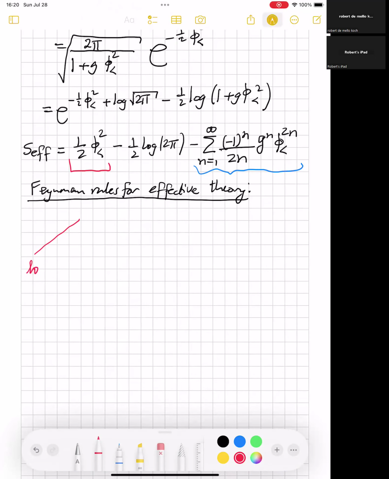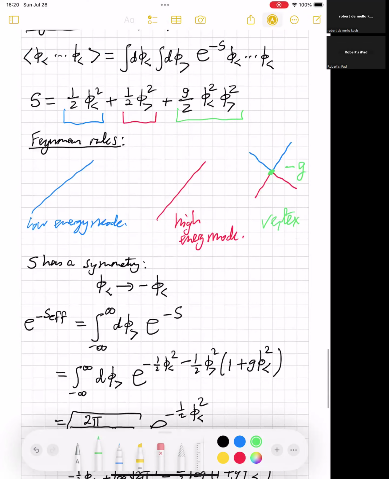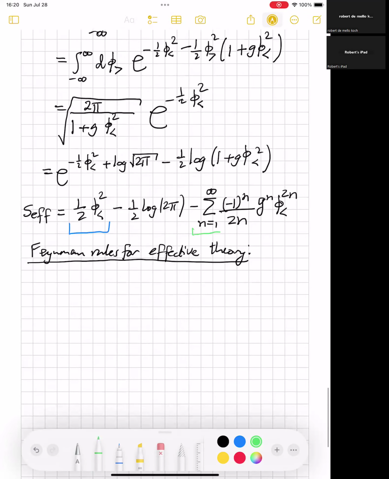Let me change this because I want to keep the same color scheme that I had before. So I'm going to make that blue. And this, I think before we were using interactions, I used a green. So this will be for the vertices. And then what are the Feynman rules? We've got this for the propagator of the low energy mode. Good, so that we've still got. Then we've got this constant, minus 1/2 log 2 pi.